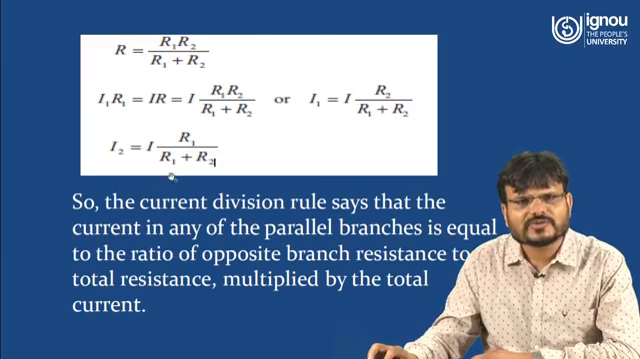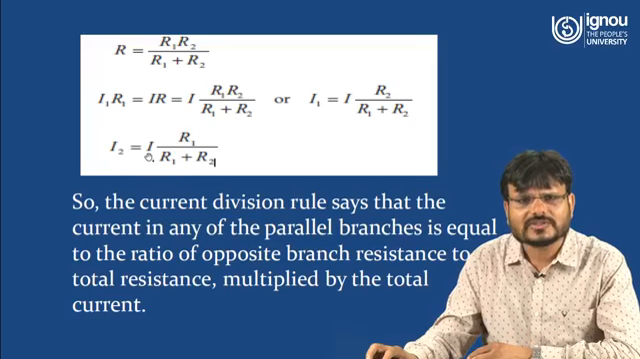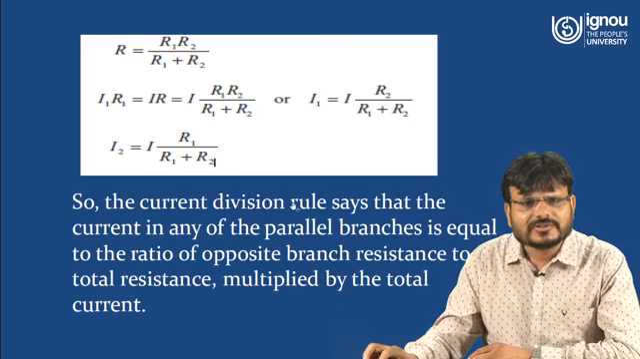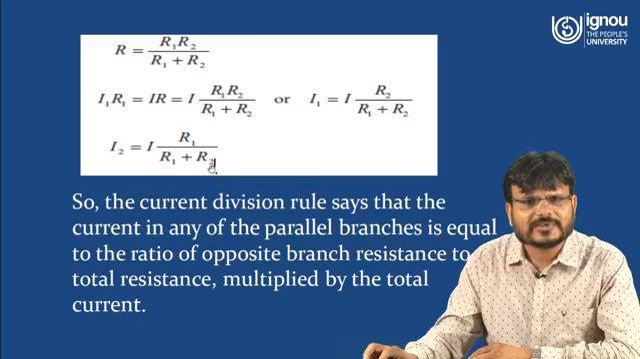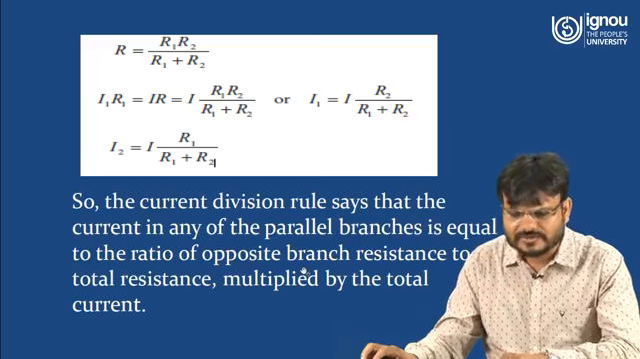Similarly, you can also calculate the current flowing through the second branch, that is I2 is equal to I multiplied by R1 upon R1 plus R2. So here you can note that the current division rule says that current in any of the parallel branches is equal to the ratio of the opposite branch resistance to the total resistance multiplied by the total current flowing through the circuit, right? So this is how you can apply the current division rule.